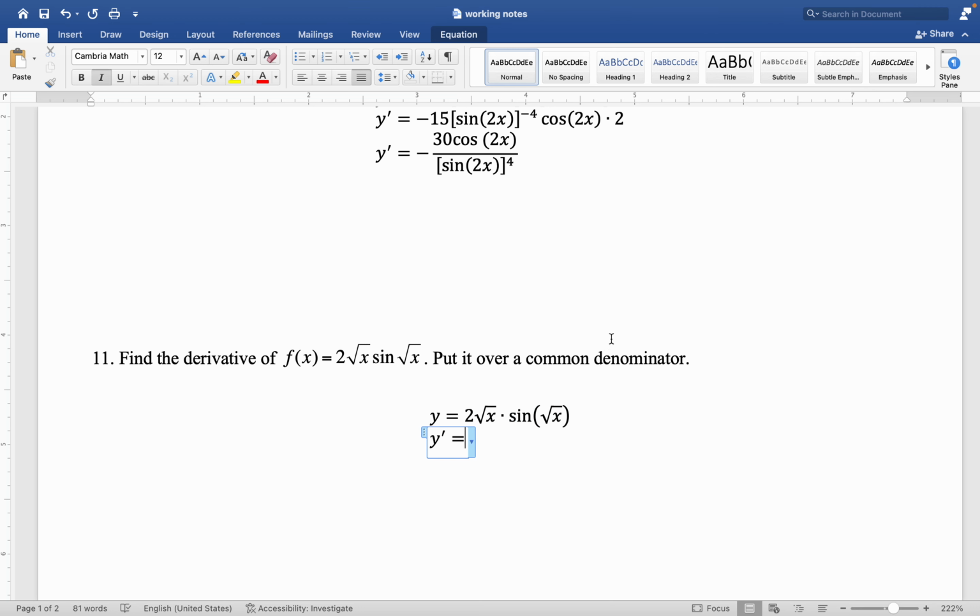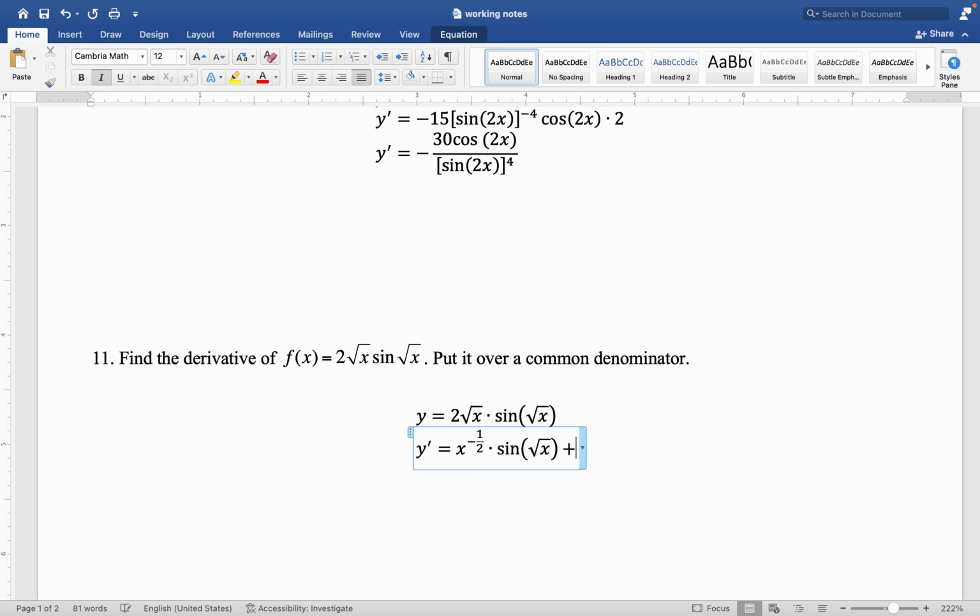So what's the derivative of 2 root x? I think it's just x to the negative 1/2. The 1/2 comes down, multiplies the 2, and cancels. Subtract 1 from the exponent. And then we leave the second function alone. That's the first term of the product rule.